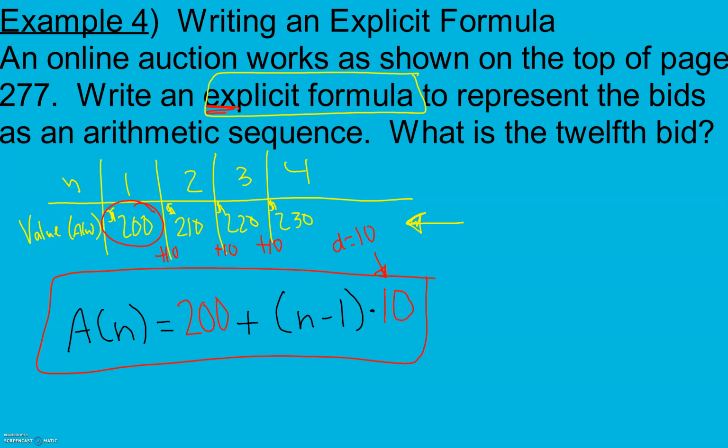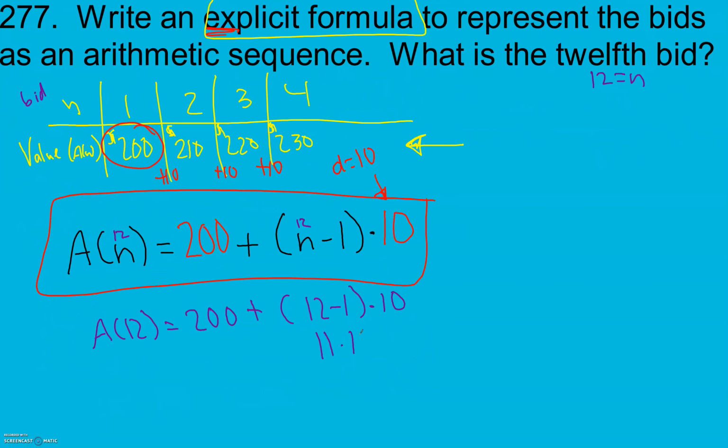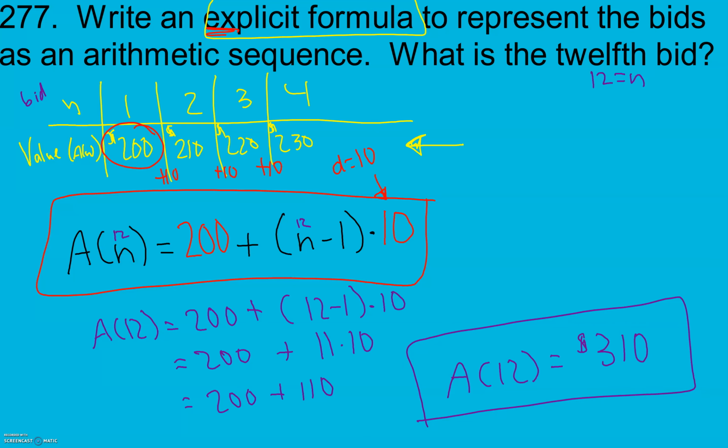That goes in here. This is our explicit formula, which is exactly one formula that'll let us find the exact value we're looking for. Here we want to know the 12th bid. So my bid number is 12. We plug that in for n. So the amount of our 12th bid is going to be 200 plus 12 minus 1 times 10. We're going to add that 10 on 11 times to our original number. So we're actually going to add 110, and A of 12 is going to be $310. So our 12th bid would have been $310.